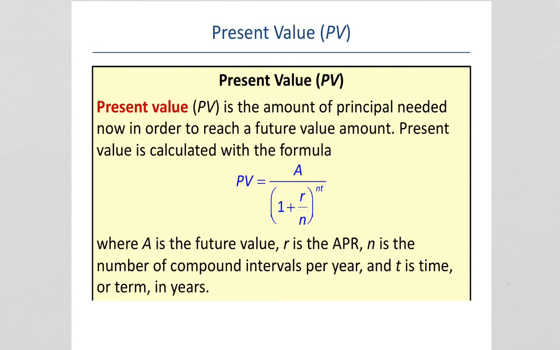Present value is the amount of principal needed now in order to reach a future value amount. The present value is calculated with this formula. A, that's the future value that you're trying to get, over 1 plus R over N to the NT. And you already know R is the rate and N is the compound intervals per year, T is time.